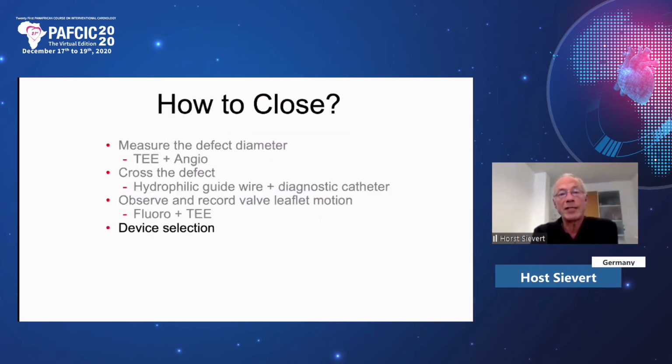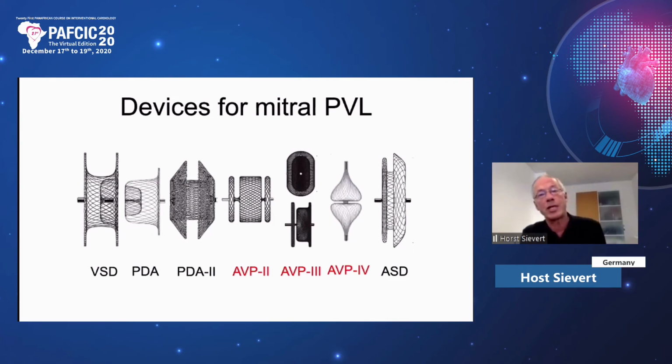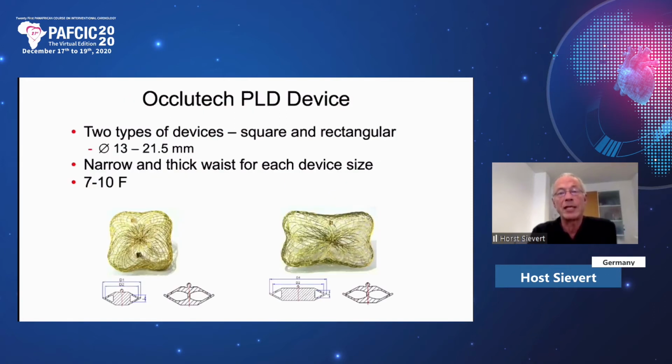Then when it comes to device selection, these are the devices which can be used for mitral paravalvular leak, and you can see those devices which we frequently use, that is AVP2, AVP3, and AVP4, but we have used all the other devices as well. There are dedicated devices like the Occlutech paravalvular leak closure device, two types of devices, square and rectangular, and both versions come with a narrow and with a thick waist. So we have various options to choose from when you use this device for paravalvular leak closure.